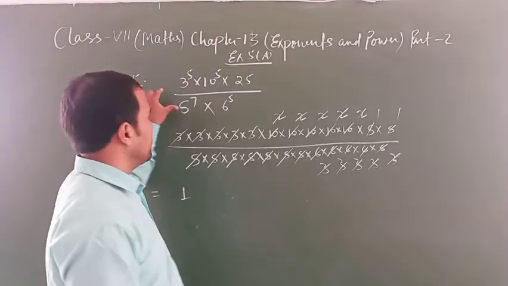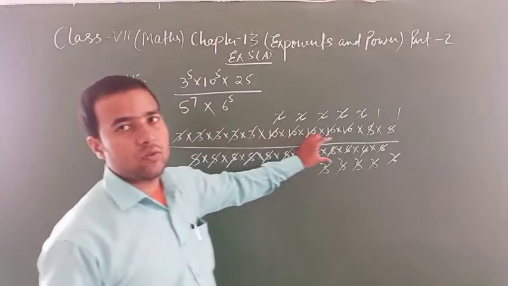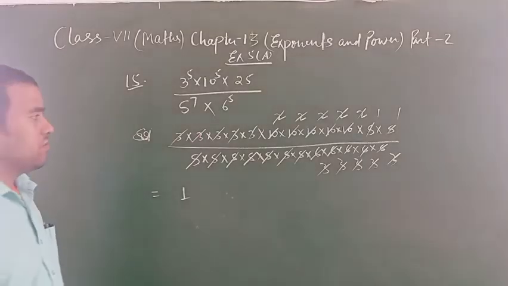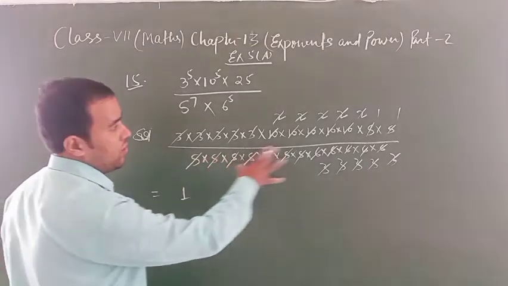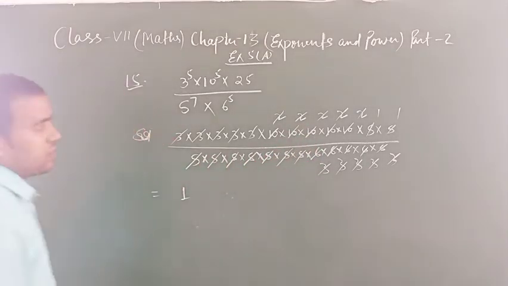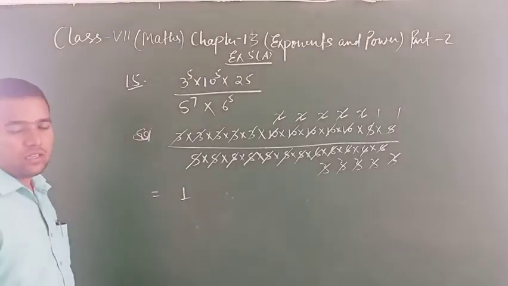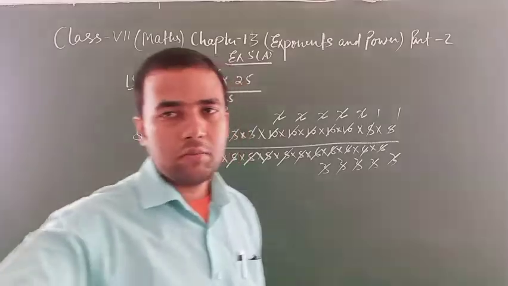The question is given in exponential form. So first we have expressed this question, after that see which numbers we can cut. We can simplify. So here all numbers are cut. So 1 is left, means 1 is the answer. Clear? Question number 17.